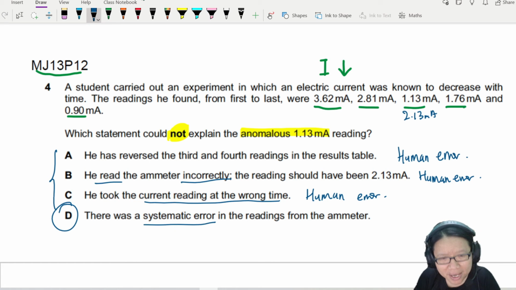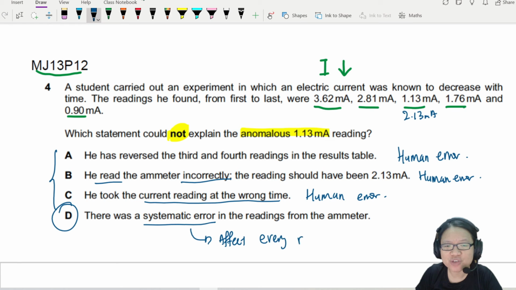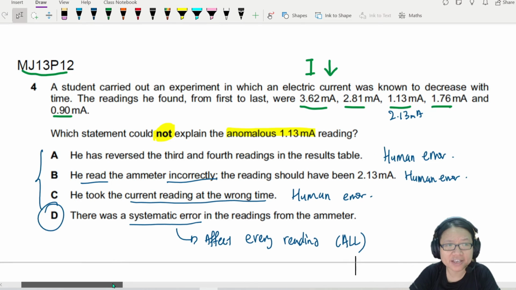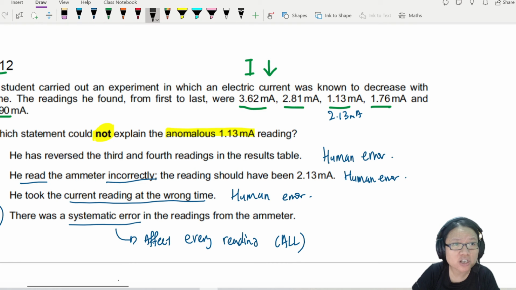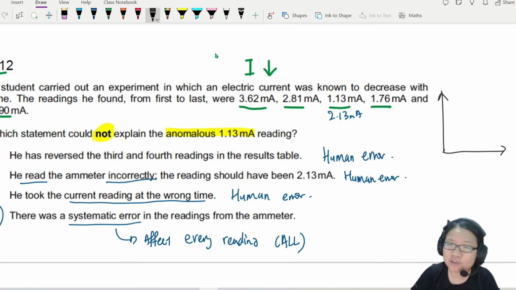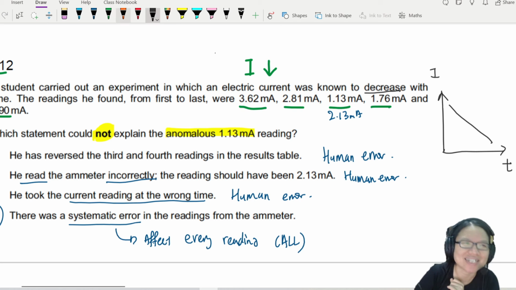There was a systematic error in the readings from the ammeter. Systematic error will affect every reading, not just one, but all the readings. Okay, so let me show you how this could look like. Let's say I draw a graph to show you how different the two errors can look like. Okay, so let's say I have a graph of current against time. So they say current decreases with time. So maybe like this. The line is my true value.